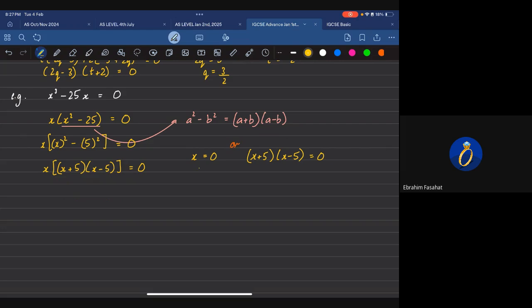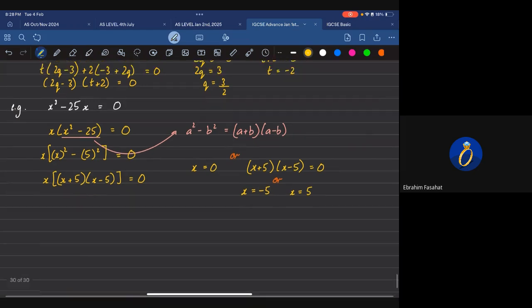Now you can simply solve it. One answer is already there. This can be further divided into two answers again. So either x is going to be equal to 5 or minus 5, or x is going to be equal to minus 5, or x is going to be equal to 5. Clear? That is how simply it is.